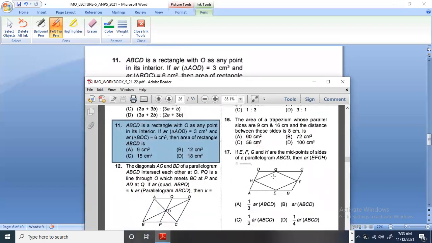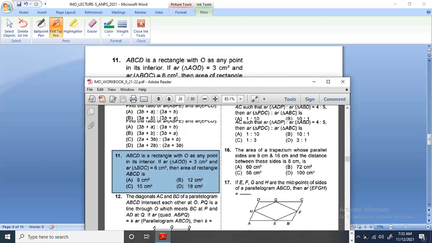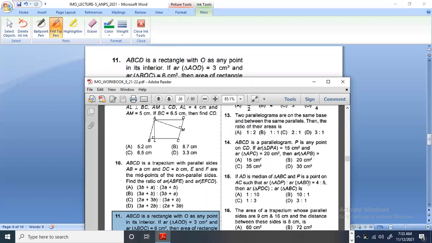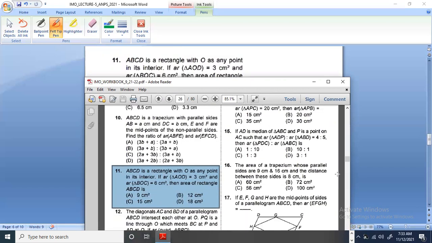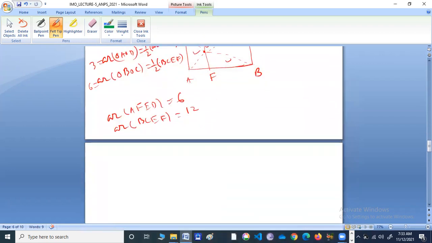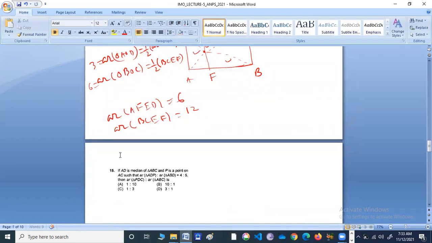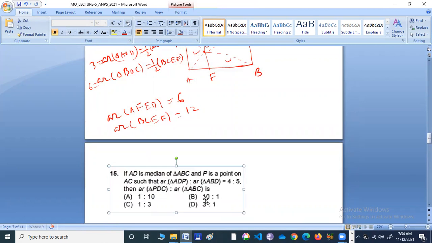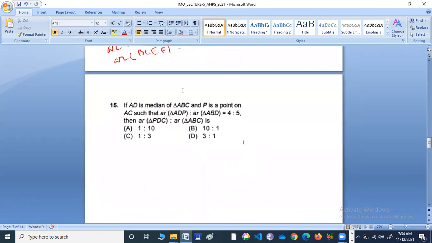Question number 12 is also the same type. Okay, let us do 13 also, which are on the same base and between the same parallels, just the theorem. Parallelogram, P is any point inside, area of this, and again the theorem. It is a median, P is a point on AC such that this is 4:5, area of this and this. This looks promising. Let us do this one. Question number 15. Okay, this looks promising. Let's do it.